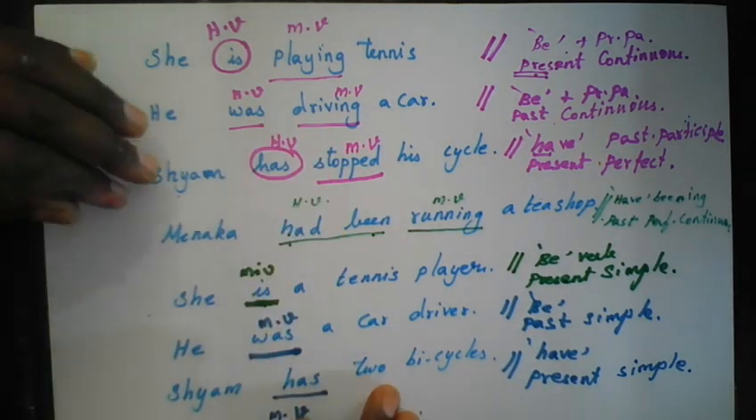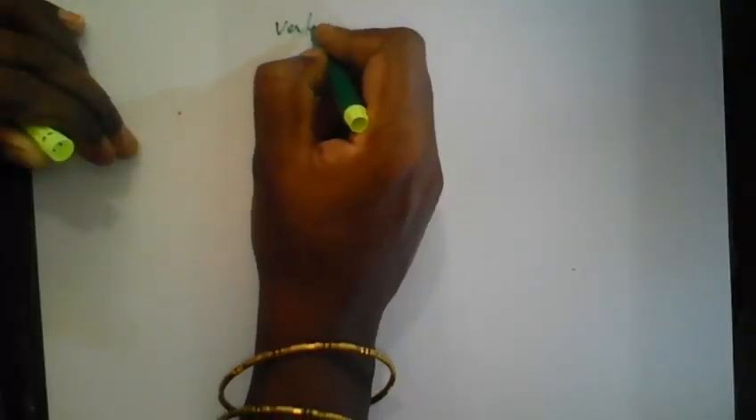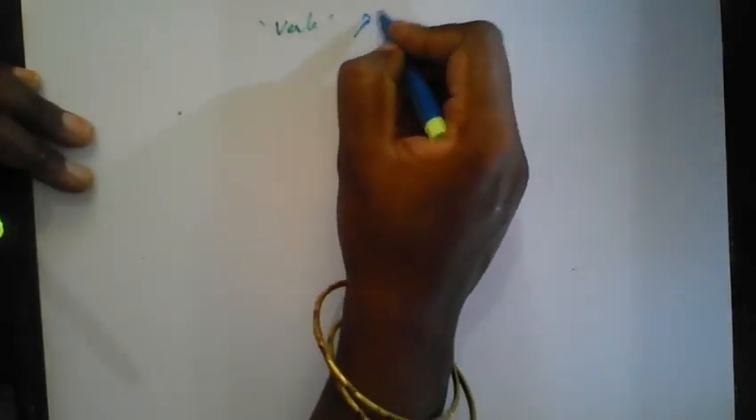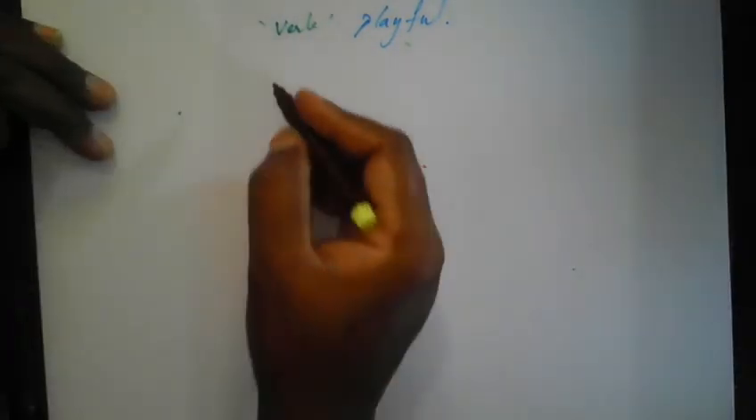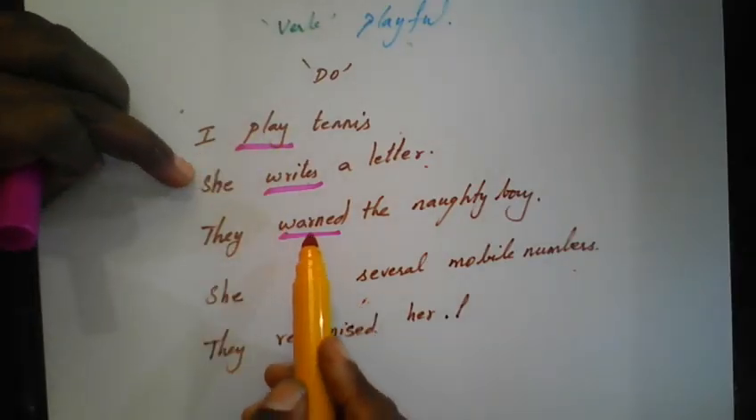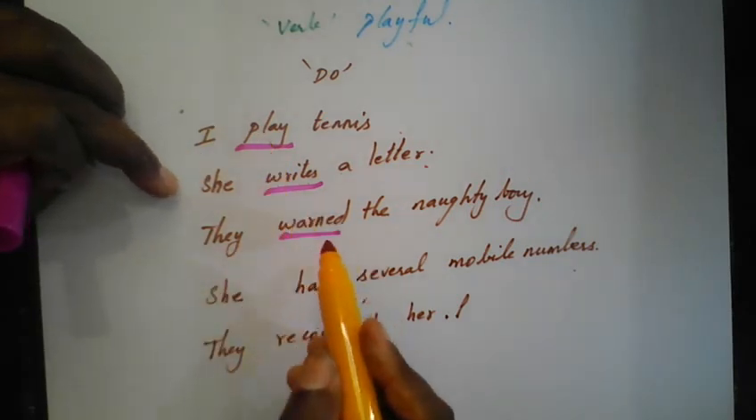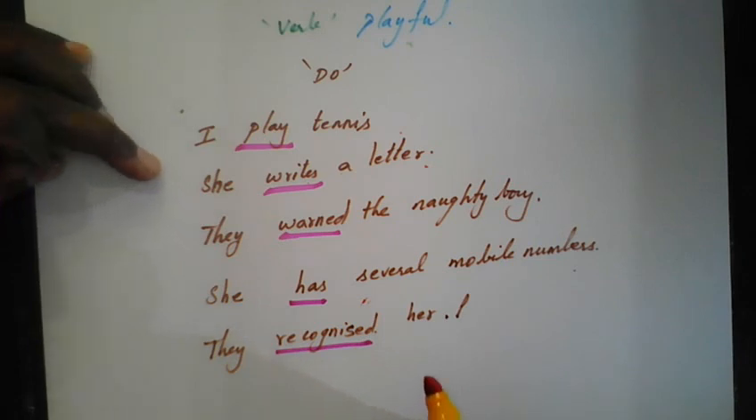How to find the main verb and helping verb? A playful verb, I can say, which is "do". The do verb is our playful verb, right? Okay, so now here these are dynamic verbs: play, write, want are dynamic verbs, and has and recognized are stative verbs.